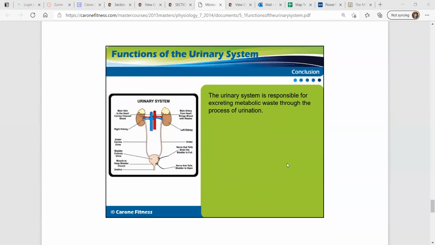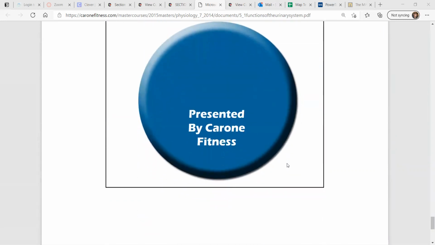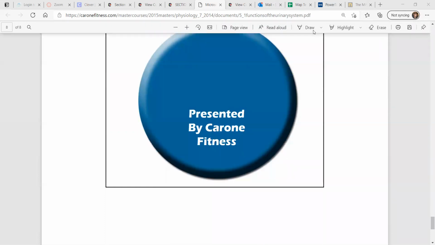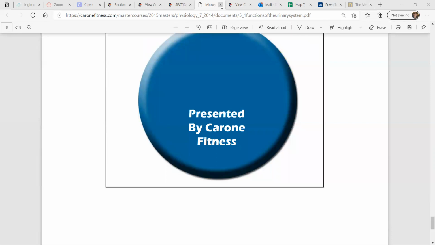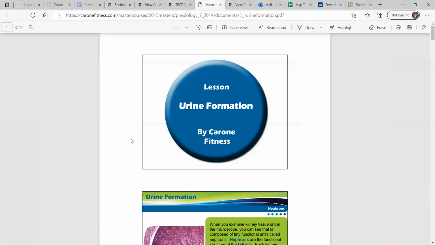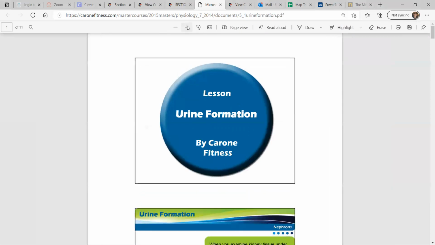The urinary system is responsible for excreting metabolic waste through the process of urination. All right, so that's the end of that first lesson about the function. Now we're going to talk about urine formation.